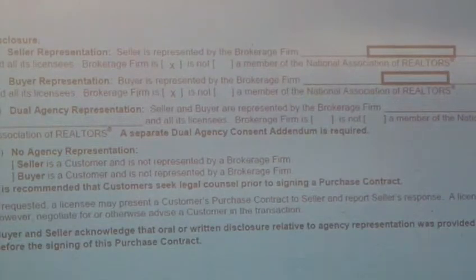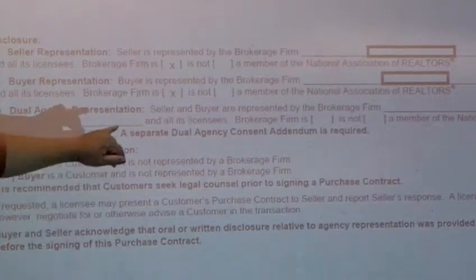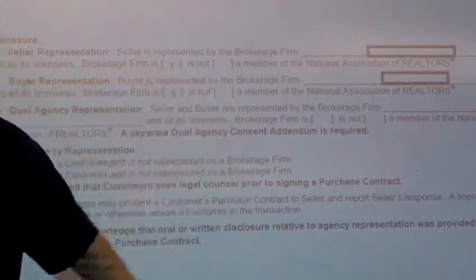Donna? In what case is the brokerage firm not a member of the National Association of Realtors? In what case would it not be a member? Good question. So the question is, when would this be checked as not? Yeah.